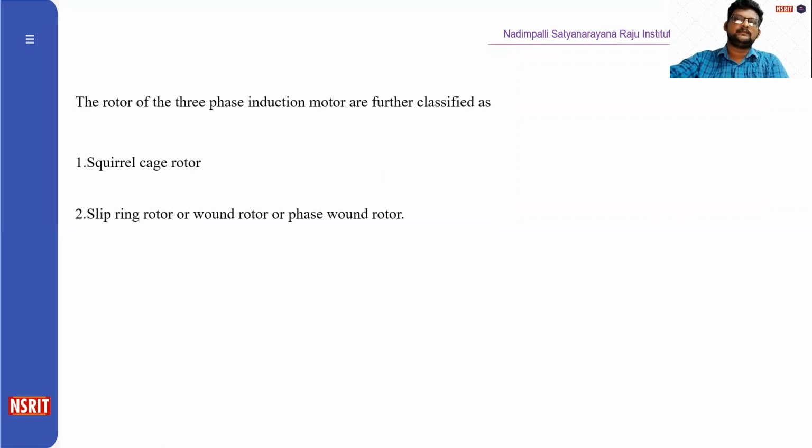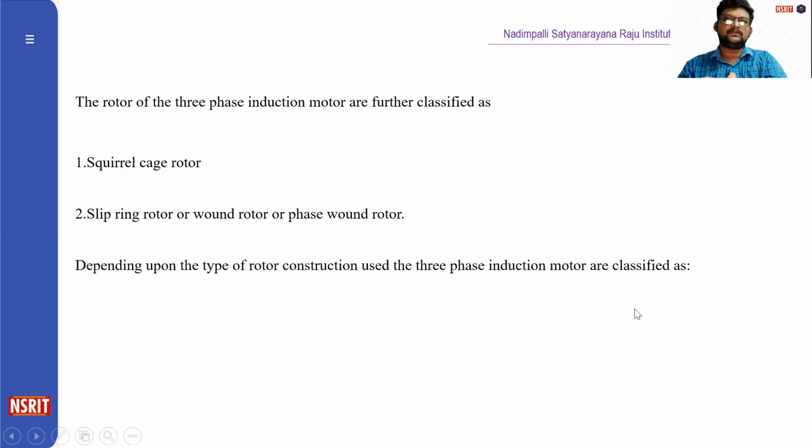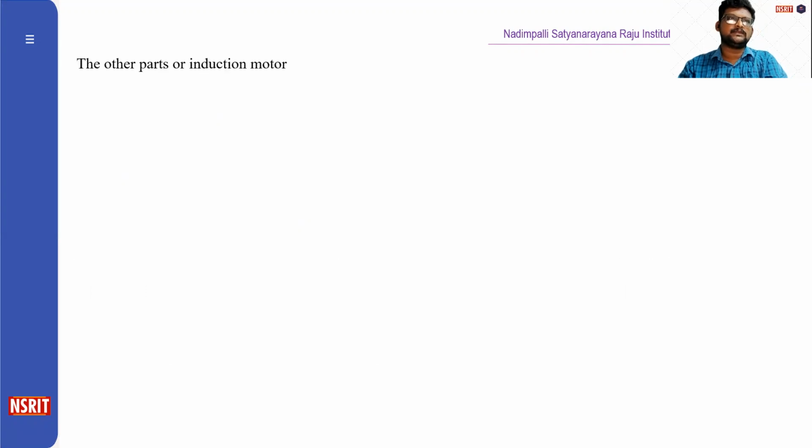There are two types of rotors of the three-phase induction motors. First one is squirrel cage rotor, and the second one is slip ring induction motor. According to rotor construction, three-phase induction motors are of two types: squirrel cage induction motor and slip ring induction motor. The other parts in the induction motor are shaft, bearings, a fan, and the terminal box.